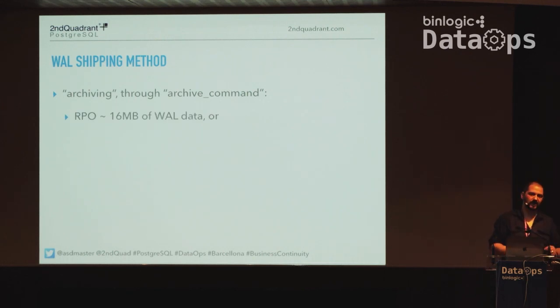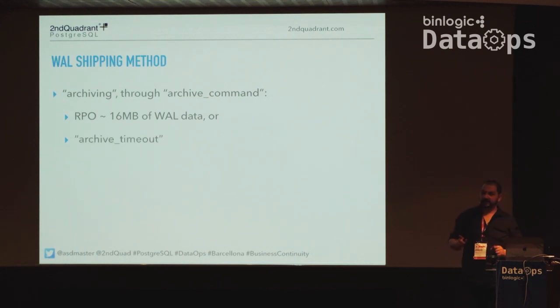Using the archive command, we have an RPO of around 16 megabytes of data. Why 16 megabytes? Because a WAL file is always, we can say, normally 16 megabytes, okay? So practically, Postgres writes the transactions inside the WAL file. When it reaches the 16 megabyte limit, the WAL is closed and shipped to, in this case, the Barman server, okay? So the maximum amount you can lose is 16 megabytes.